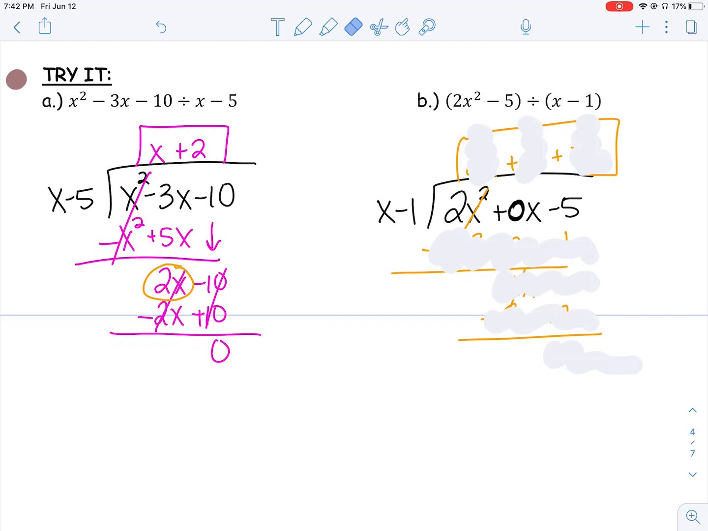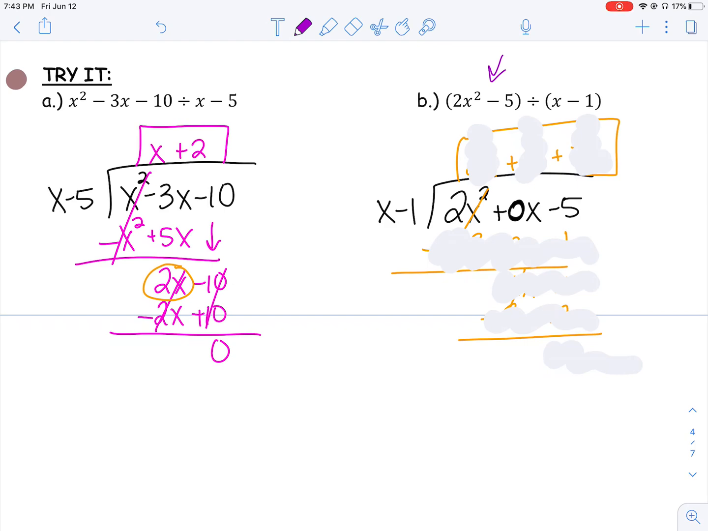x plus 2. Hopefully you got all of that right, and you showed all of your work so I can see exactly all of the different steps that you're doing. All right, let's try B. Now be careful. You notice in B that we're dividing by a binomial, so we have to do our long division. But if you notice, in this first polynomial we have a missing term. Hopefully you filled it in with a 0.